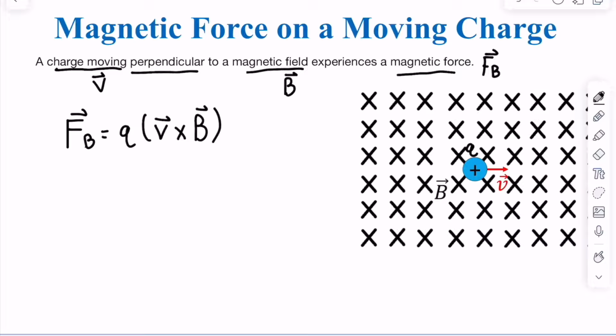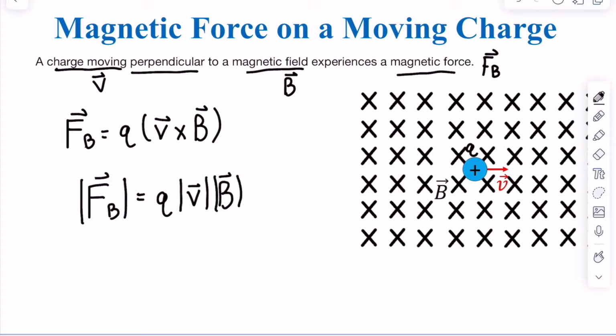Now, oftentimes in high school physics, it's not that deep. We're usually just solving for the magnitude of this force vector and then the direction is found with the right-hand rule. So it's going to be the charge magnitude times the speed, or the magnitude of the velocity vector, times the magnitude of the field, times sine of theta, which is the angle between the two vectors, velocity vector and field vector.